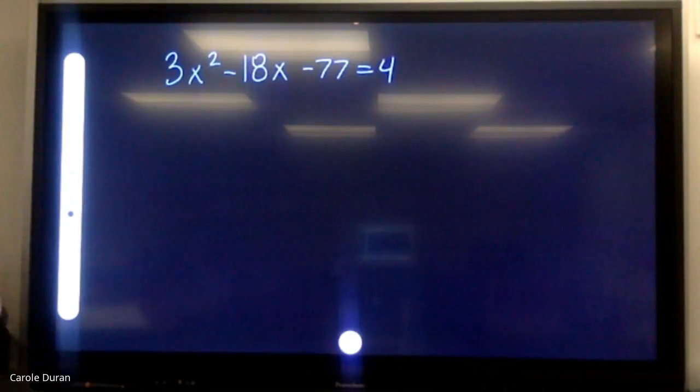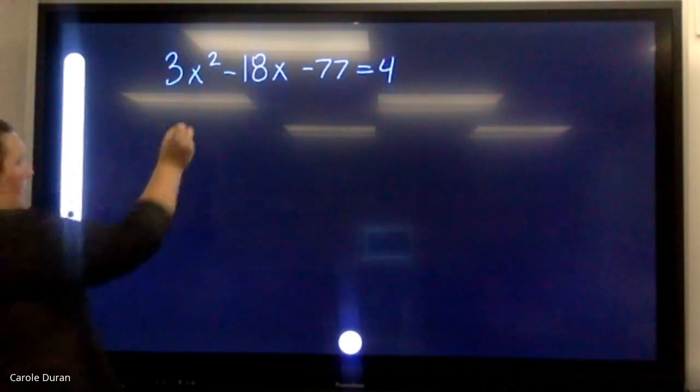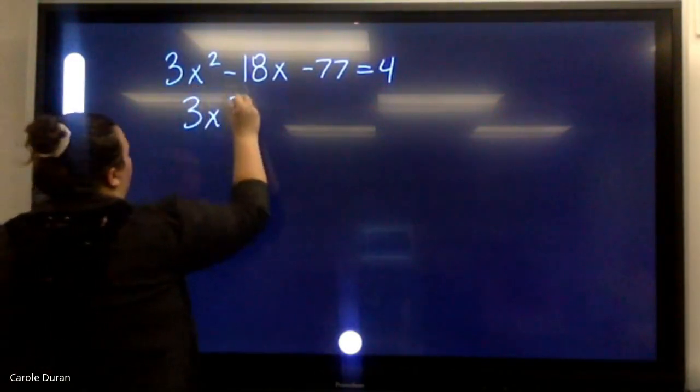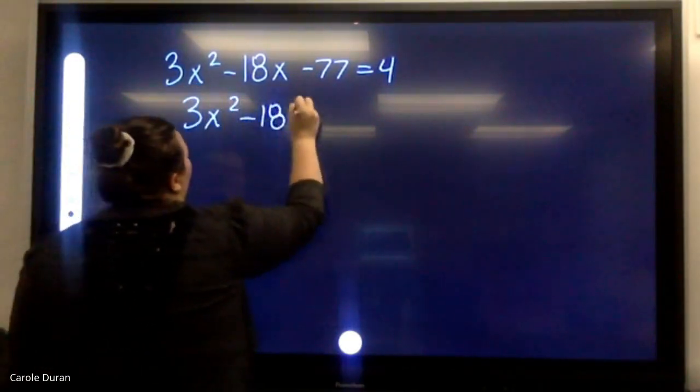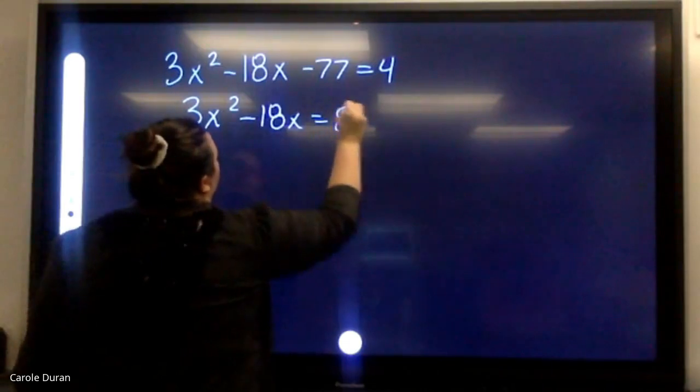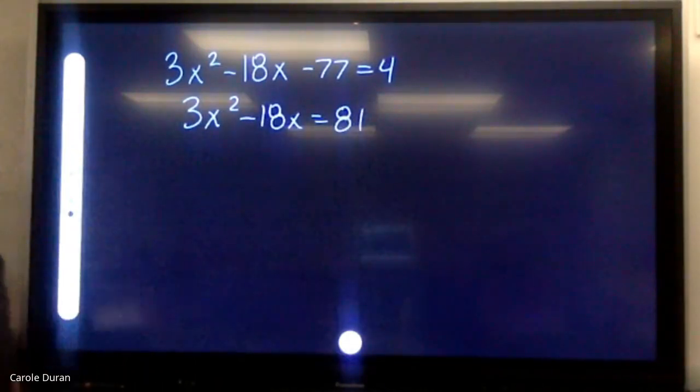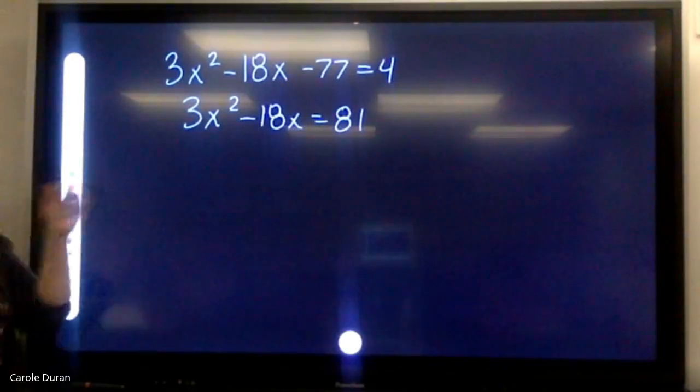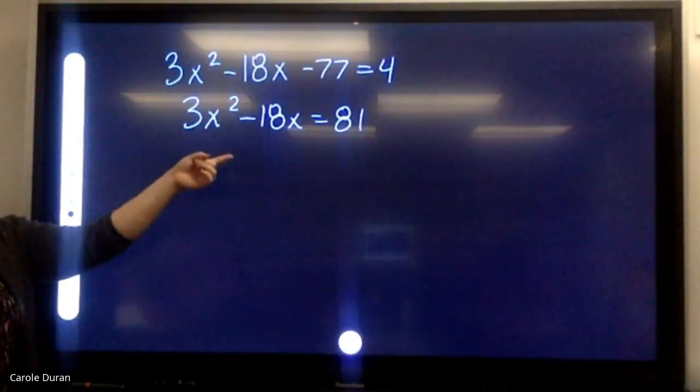Ariana, how do I start this? Add 77 to the 4. Okay. Which leaves me with 3x squared minus 18x equals 81. Cole, what next? Because I know that I have to factor the two things over there, but I don't find anything that looks like it. So we can't factor yet because it isn't 3 terms on the left-hand side.